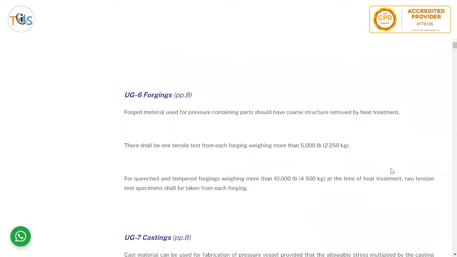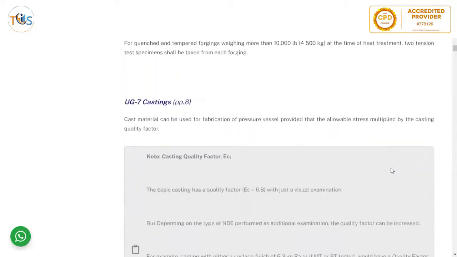For forging, forged material used for pressure containing parts should have coarse structure removed by heat treatment, because coarse structure is brittle. There shall be one tensile test for each forging weighing more than 5,000 pounds. For quenched and tempered forgings weighing more than 10,000 pounds, at the time of heat treatment, 2 tension tests shall be taken from each forging. Castings.